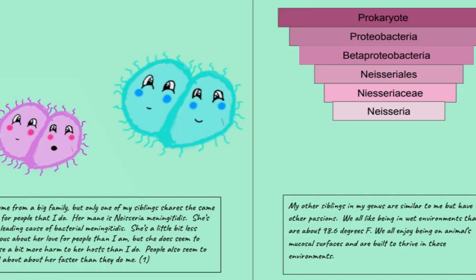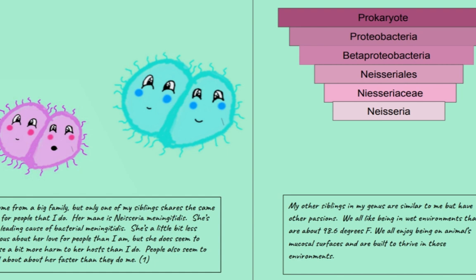I come from a big family, but only one of my siblings shares the same love for people that I do. Her name is Neisseria meningitidis. She's the leading cause of bacterial meningitis. She's a little bit less serious about her love for people than I am, but she does seem to cause a bit more harm to her host than I do too. Also, people seem to find out about her faster than they do me.